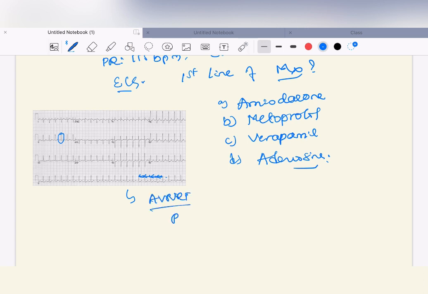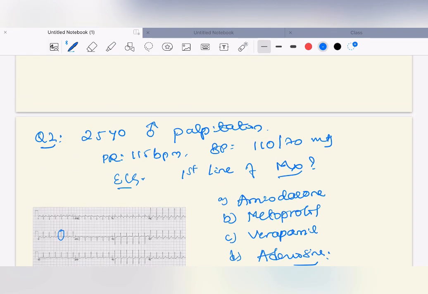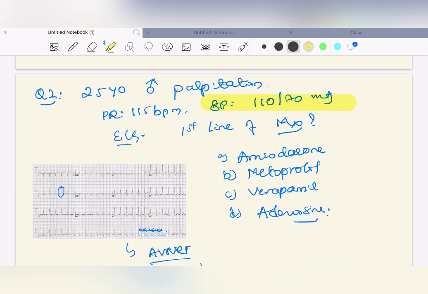or simply known as PSVT. Once you make the diagnosis of PSVT, we have to see whether the patient is stable or not. Here the patient is stable, 110/70. And what is the best first line of management? Ideally we go for vagal maneuver, but the options don't have vagal maneuver, so we go for adenosine.